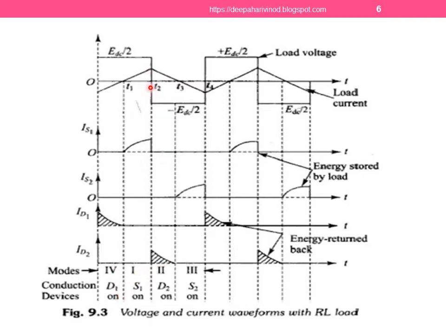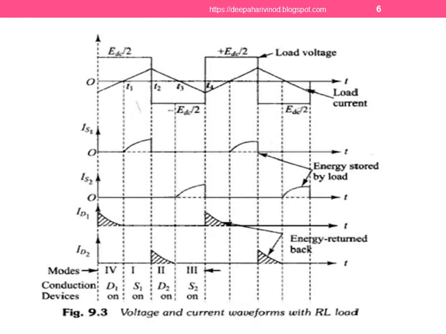Now coming to mode 2. It starts from T2 and ends at T3. Due to the inductive load, the load current will be maintained the same even after S1 is open. S1 is off now, but the load current will be maintained because of the inductive load. The self-induced voltage across the load will be negative, that is minus EDC by 2.